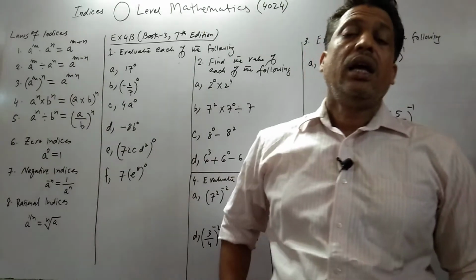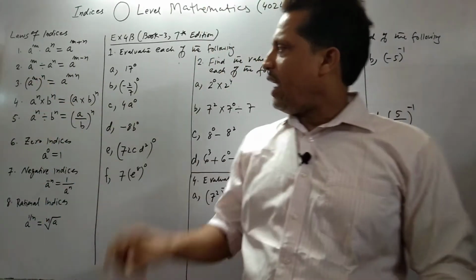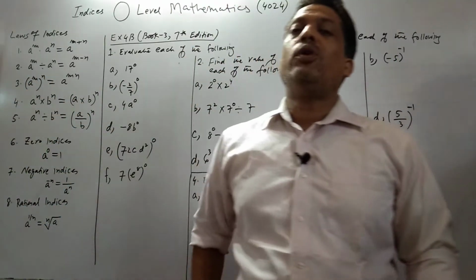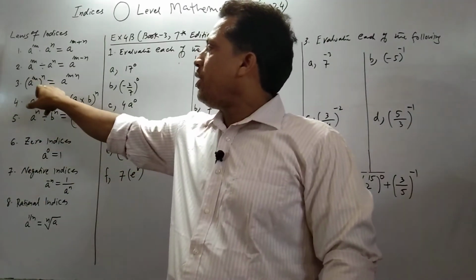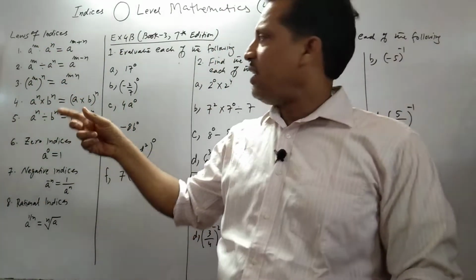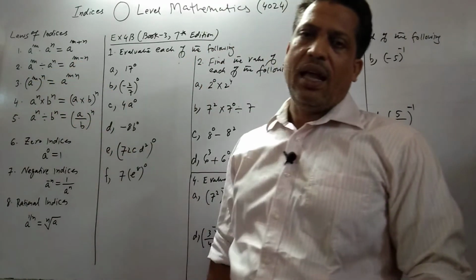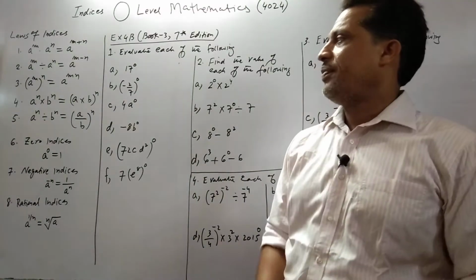The third law says, if we have a power to a power, like a to the power m and the whole to the power n, then both the powers will be multiplied. So a power m, whole power n, the answer is m multiplied by n, mn. So a power mn.